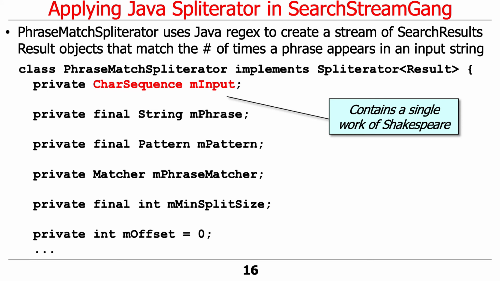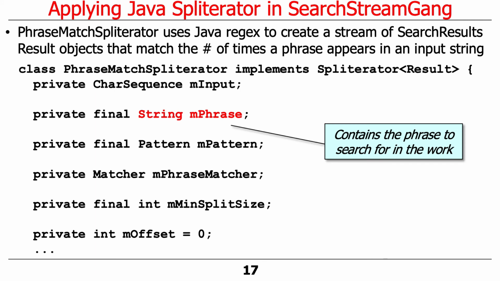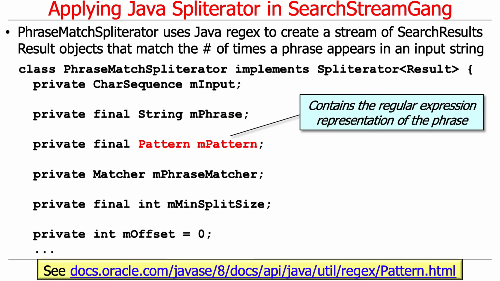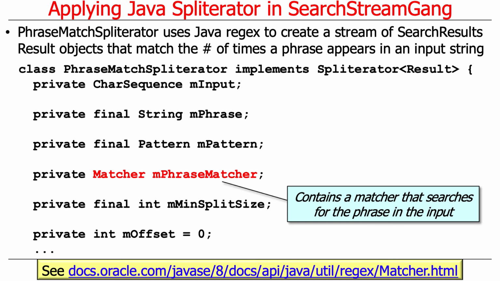The mInput field is a character sequence that contains a single work of Shakespeare. mPhrase is a given phrase we're looking for in that input, in that work. mPattern is the regular expression, a compiled regular expression representation of the phrase we're searching for. We'll look at that in a second. It's very important to get that right. That's probably the most complicated part of this implementation. mPhraseMatcher is a matcher that associates the regular expression pattern with the input file. So that gives us a pattern matcher. That's very important. Luckily, all that stuff is kind of hidden from you as an implementation of regular expressions in Java.